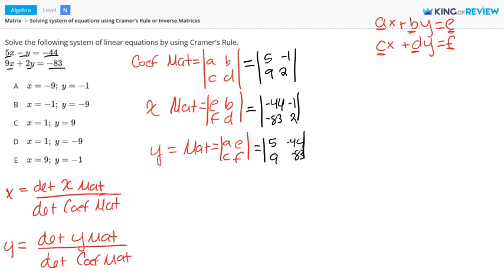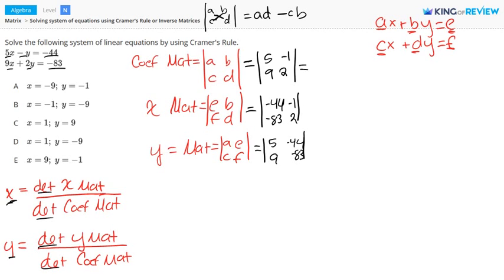So you notice with Cramer's Rule, when we solve for x and y, we need to find the determinants of these matrices. So how do we do that? Well, if we have a matrix with A, B, C, and D, the determinant is going to equal the product of the entries in the main diagonal, so AD, minus the product of the entries in the other diagonal, CB. So we have AD minus CB.